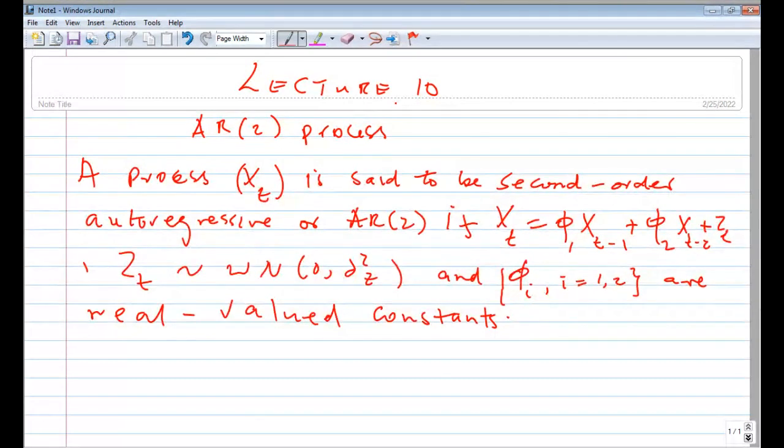So now, the autoregressive process of order 2 is always invertible, but it's not always stationary or causal. So we have to find the conditions of stationarity or the conditions of causality. We have got 3 conditions that we can use in order to check whether the process Xt is stationary or not.